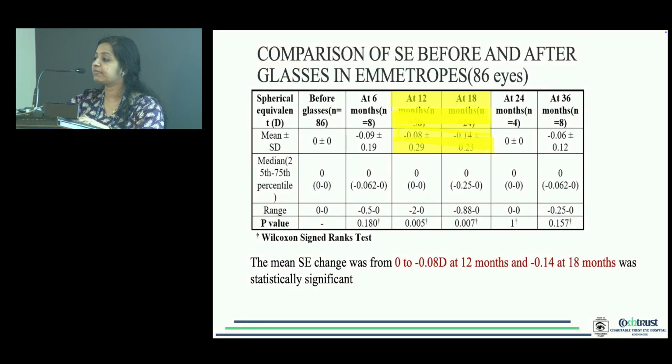Coming to the group of emmetropes, there were 86 eyes. The mean spherical equivalent before glasses was 0. At 6 months it became minus 0.09. At 12 months it was minus 0.08 plus or minus 0.29. At 18 months it was minus 0.14 plus or minus 0.23. At 24 months it was 0. And at 36 months it was minus 0.06 plus or minus 0.12. You can see that the mean spherical equivalent change from 0 to minus 0.08 diopters at 12 months and minus 0.14 at 18 months was statistically significant.